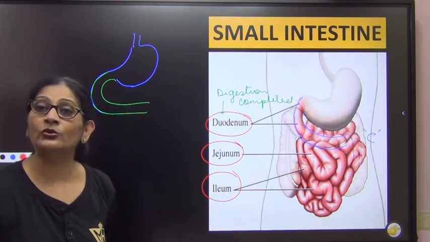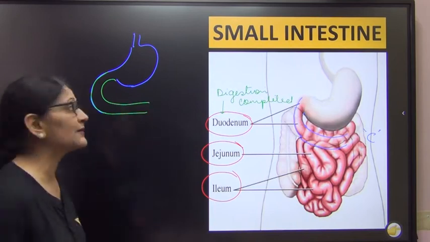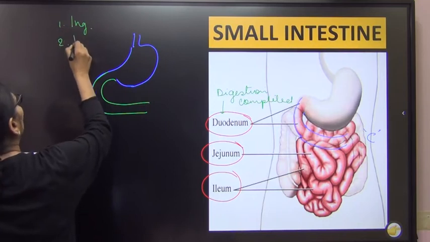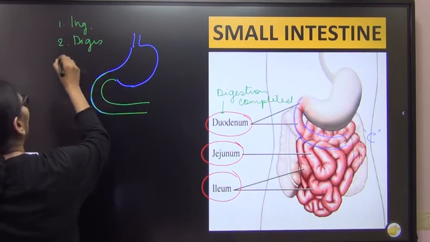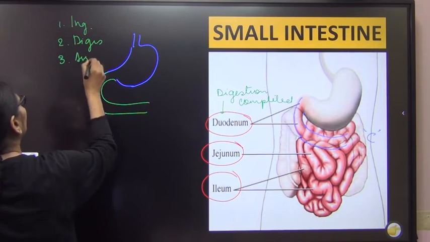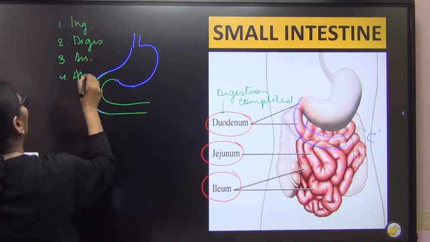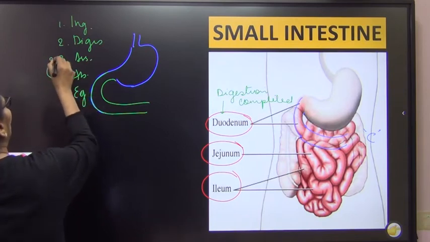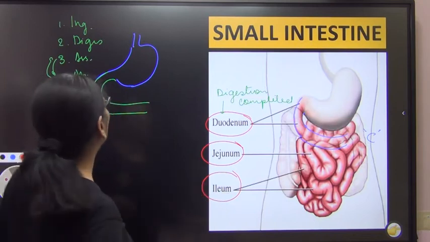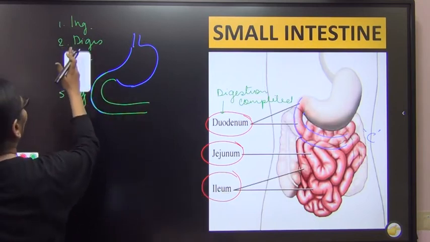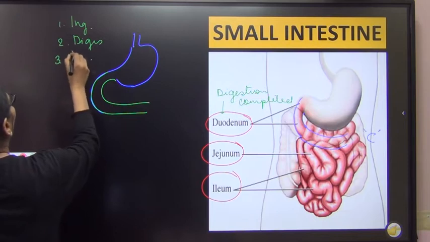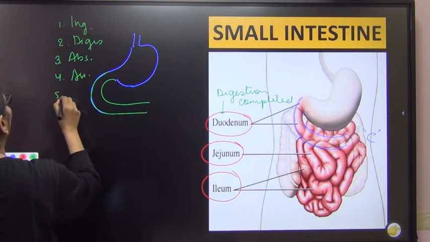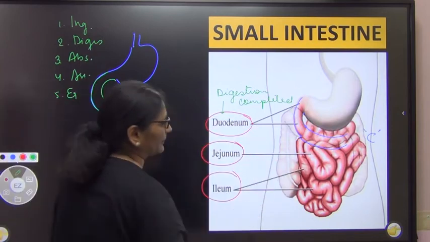I told you that in holozoic nutrition there are 5 steps. The first step is ingestion. The second step is digestion. After that, 3 steps are still left: absorption, assimilation and egestion. Absorption comes after digestion. The next point is absorption, then assimilation, and then egestion, right? So in the remaining part, the remaining functions take place.